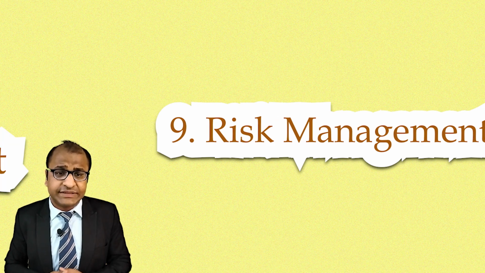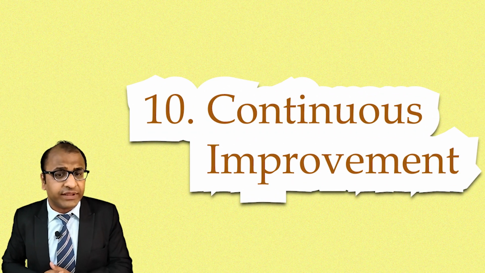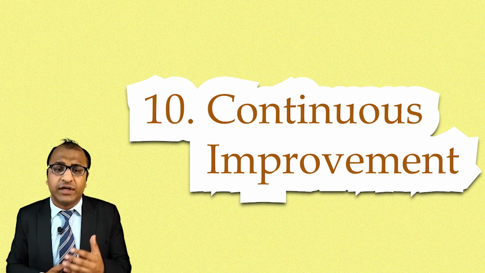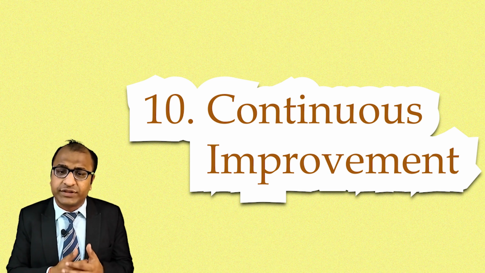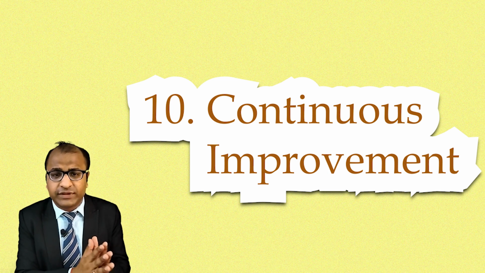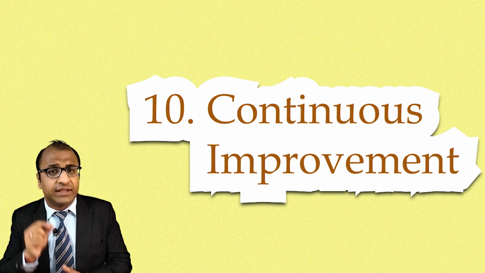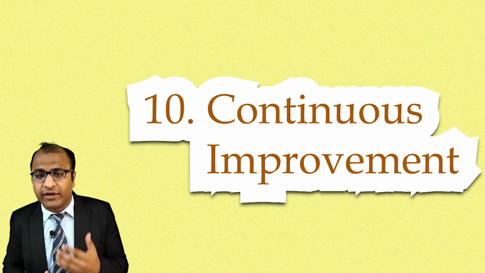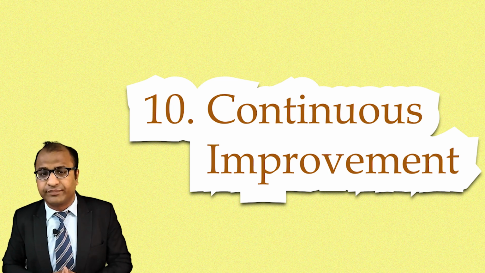Last but not the least is continuous improvement. The organizations should continuously seek opportunities to improve the common cost allocation process. One way of doing it is to solicit feedback from the stakeholders and evaluate the impact of allocation decisions on project outcomes and organizational sustainability.